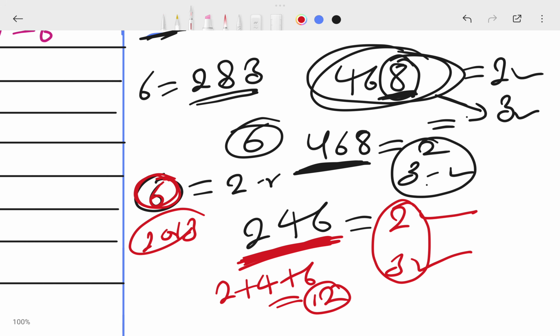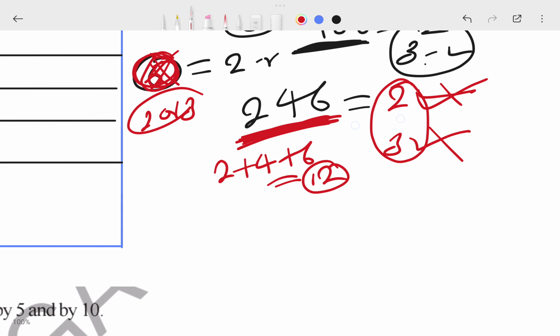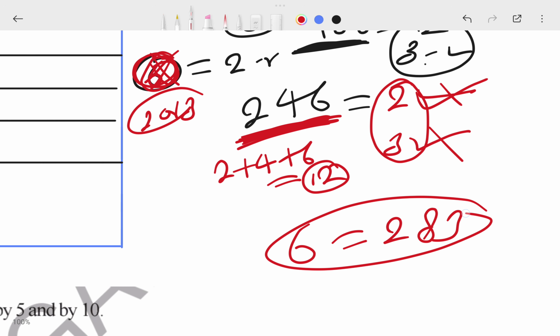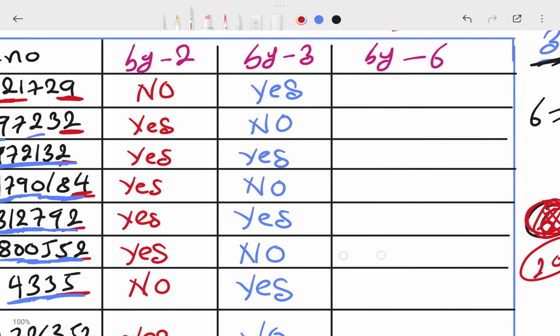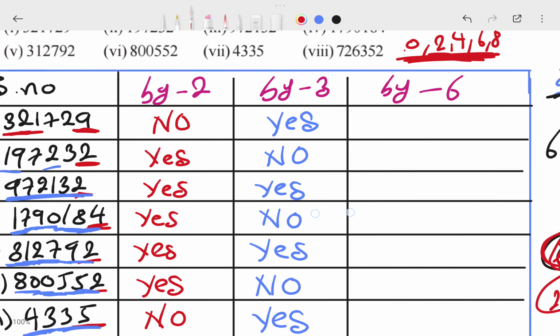In this case, if it is not divisible by 2, then it is also not divisible by 6. If it is divisible by 2 but not divisible by 3, then it is also not divisible by 6. So for 6, only if it is divisible by both 2 and 3 is it going to be divided by 6. If it fails in either one, then it is not going to be divided by 6. Okay, let's see.